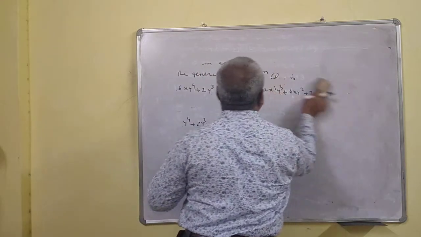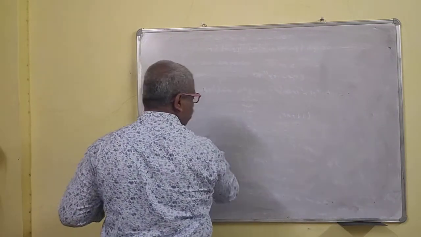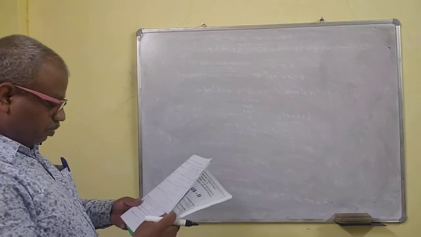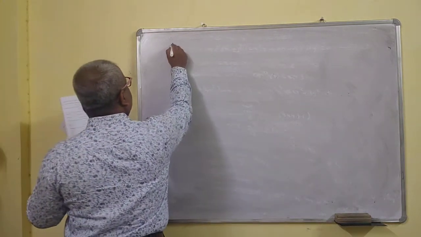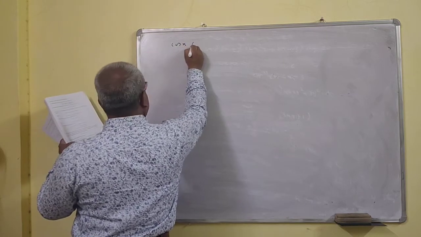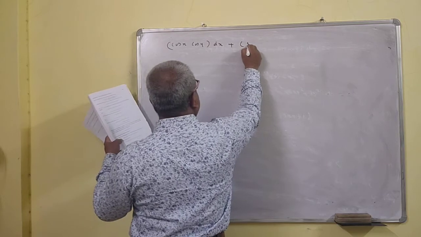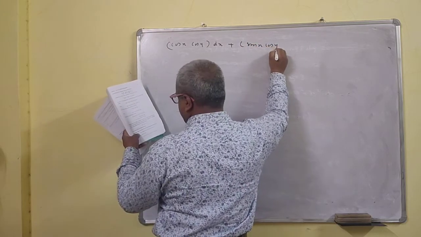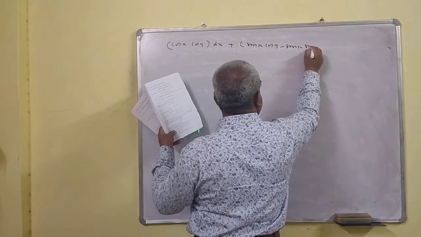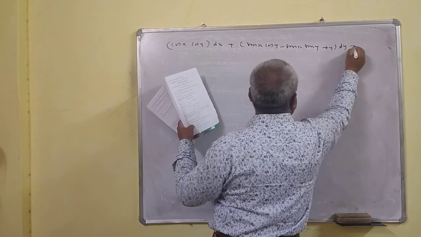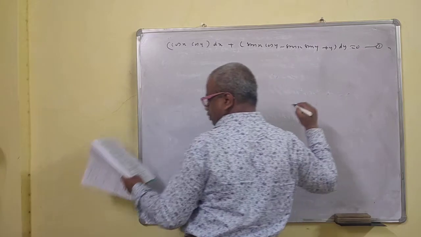See, this is very easy now. Problems are very easy now. If you solve 100 problems, the same thing will happen for the 101st problem. So do this honestly. cos x cos y dx plus (sin x cos y minus sin x sin y plus y) dy is equal to 0. We call this 1.